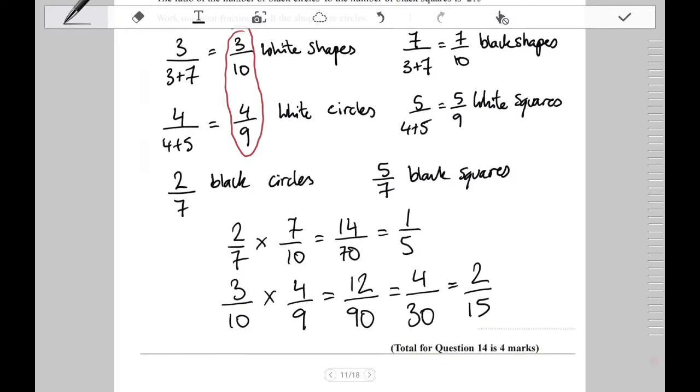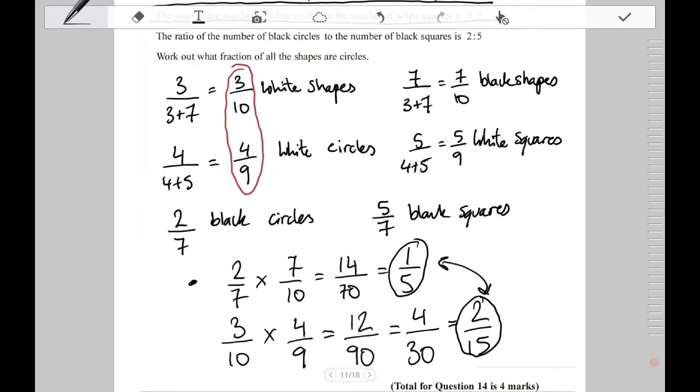Okay, and then what we're going to do is add these two fractions to each other. The reason being is that this line was the probability of how many black circles there are within the total. You may ask yourself, why don't I just take this fraction, because this tells me the fraction of the black circles.